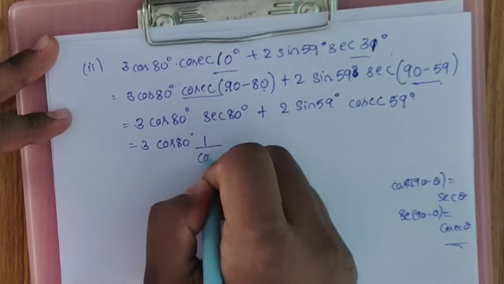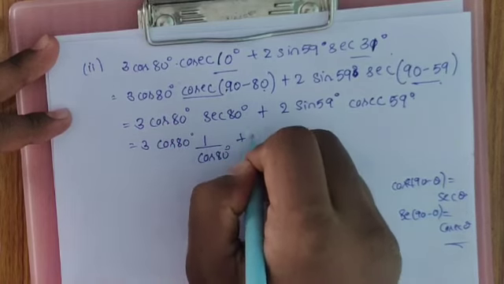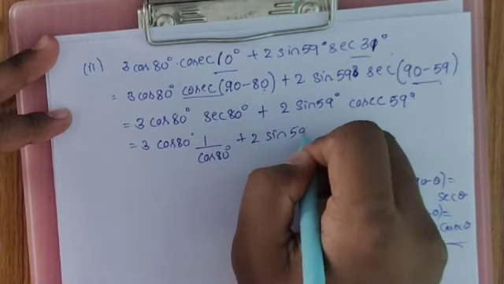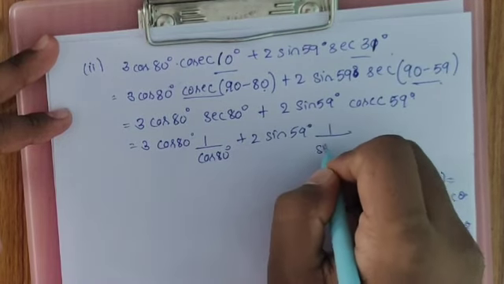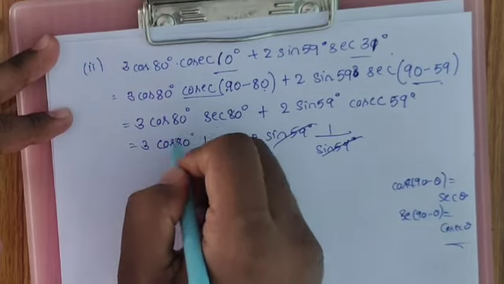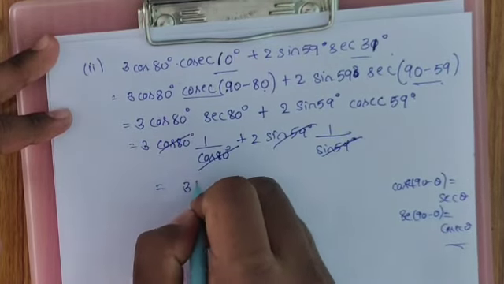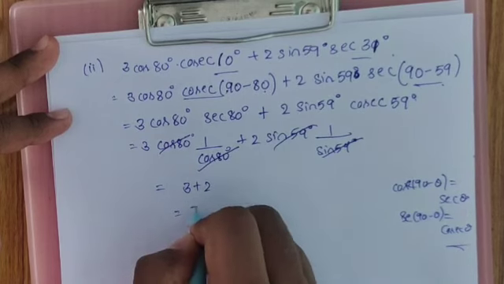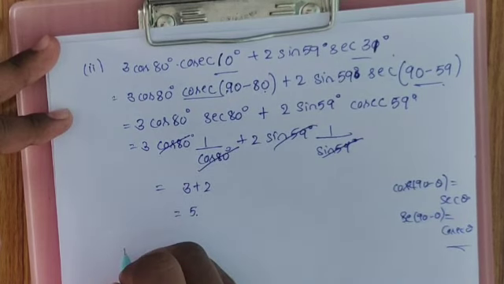So in the next step, 3 into cos 80 degrees will be as it is. This can be written as 1 divided by cos of 80 degrees, plus 2 into sin 59 degrees into 1 divided by sin of 59 degrees. So sin 59 degrees, sin 59 degrees, cos 80 degrees, cos 80 degrees get cancelled. So 3 plus 2, this becomes 5. So this is your answer. So next, for the third question.